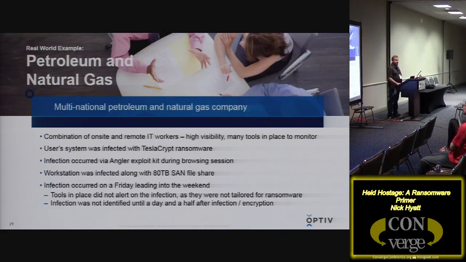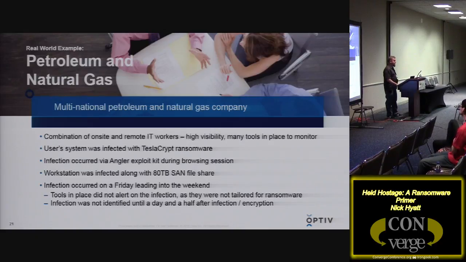This user system was infected with TeslaCrypt. The infection occurred via the Angler exploit kit during a browsing session. And that workstation was infected along with an 80 terabyte SAN, and the entire thing was encrypted. So when they got on the phone with us, they had us in one ear and EMC in the other ear, and they were screaming into both phones.